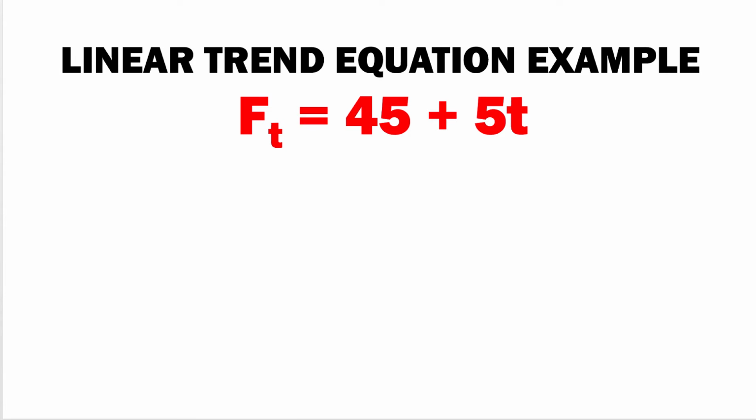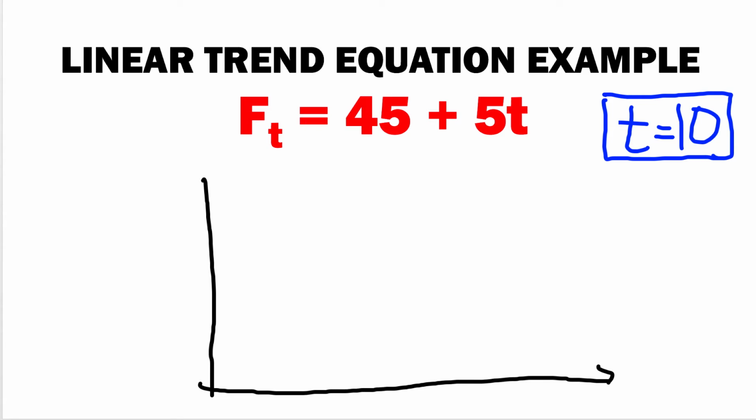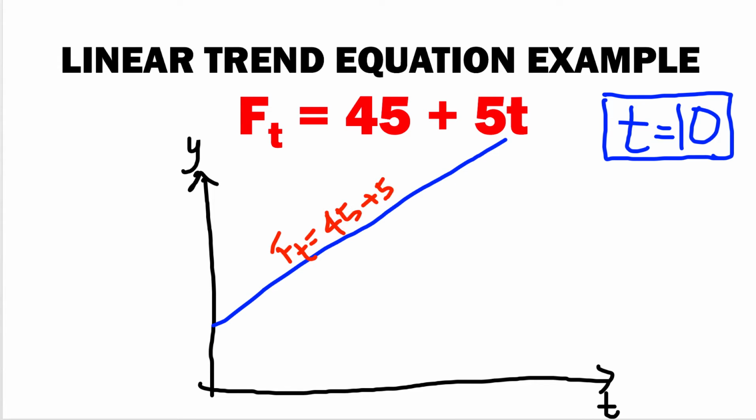A typical linear trend equation question you might get is as follows. Using the following trend equation, make a forecast for time period equals 10. Before we solve for time period 10, let's take a quick look at this equation in graphical form. We know that the x-axis represents t, or time, and the y-axis represents y. We also know that this is a linear trend forecast, so let's draw a trend line. This trend line, we know, is represented by the trend formula.